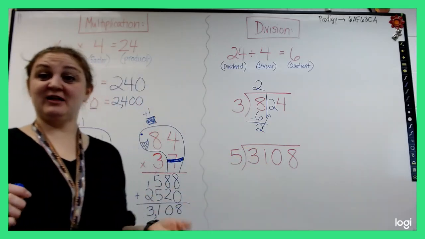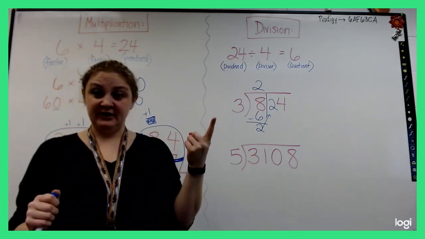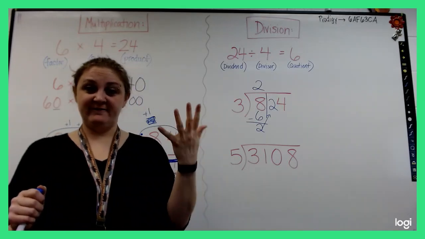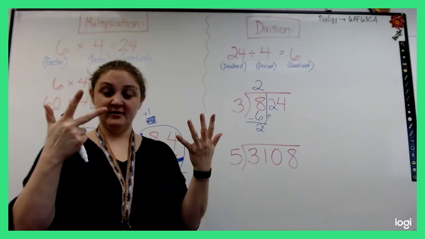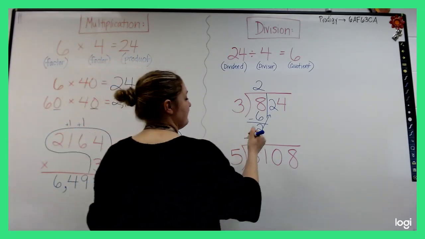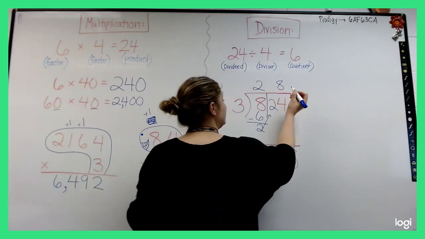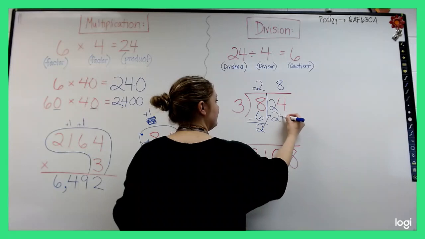So if you know your math facts, you might know that answer. If not, you might have to skip count. 3, 6, 9, 12, 15, 18, 21, 24. So it looks like 8 groups evenly, right? 3 times 8 is 24. So I put my 8 on the top. 8 groups of 3, or 8 times 3 is 24.